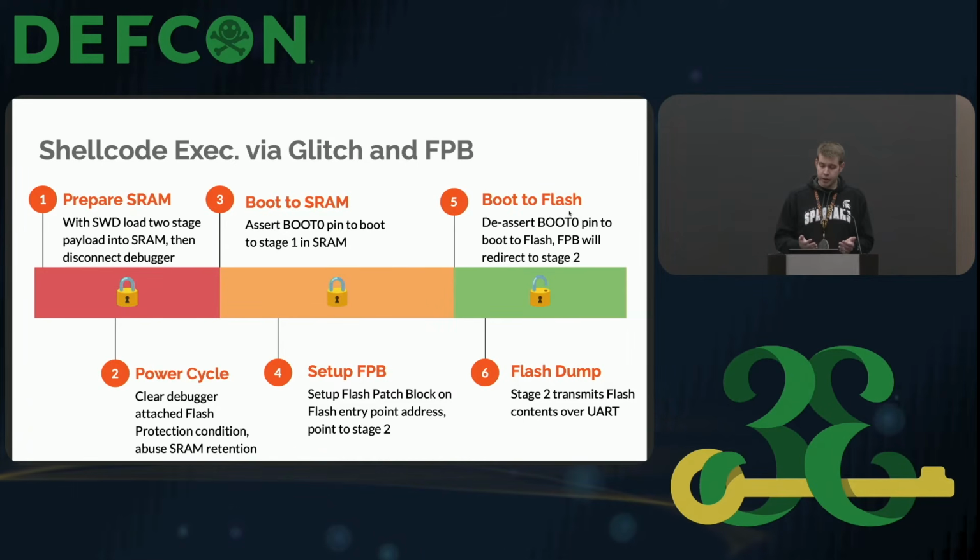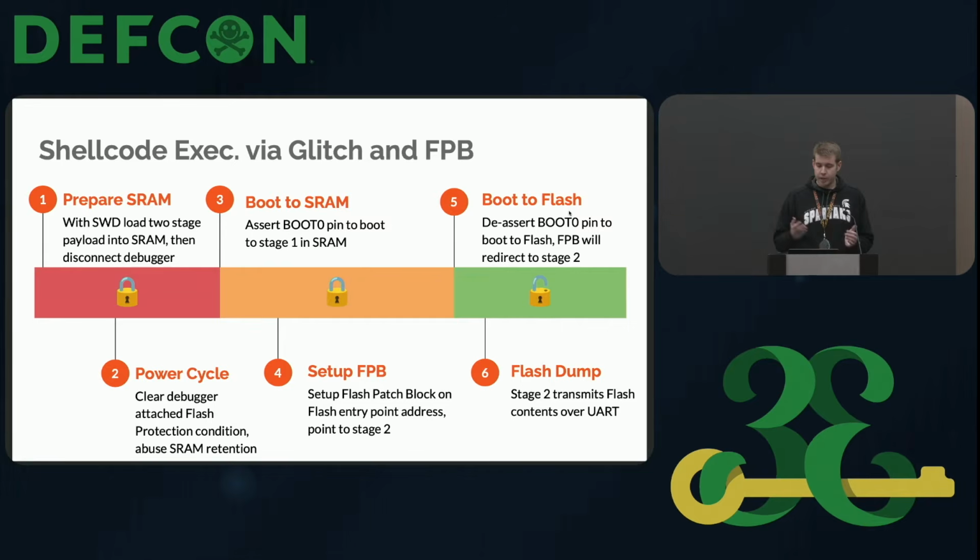And our second trick occurs here in stage 1 of our SRAM payload. The first thing we'll do is set up what's called a Flash patch block. And this is a debugging feature on STM32s. It's really interesting because what it does is it has two registers, a comparator and an override value. You give it an address, and when the microcontroller attempts to read flash and it matches the address you set up in the flash patch block, it will return your override value instead of what's actually in flash. And since this is a debugging feature, it will actually persist across resets.